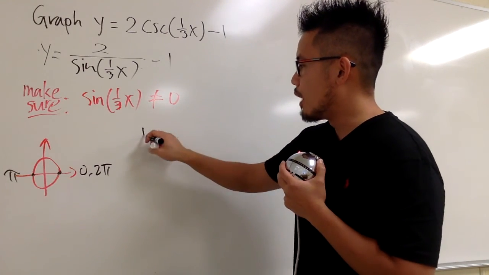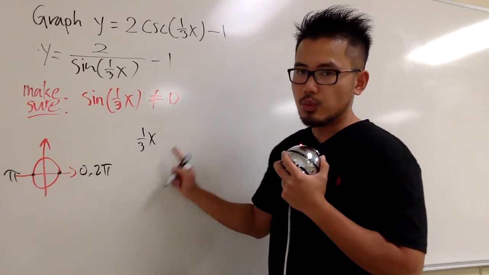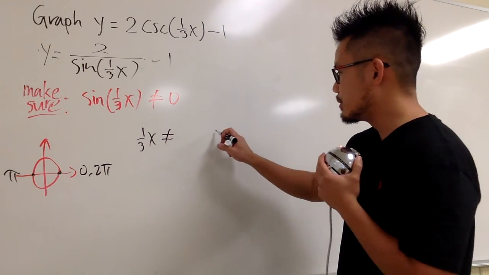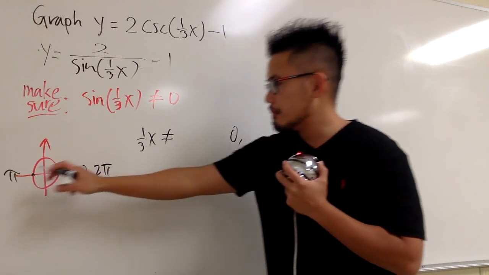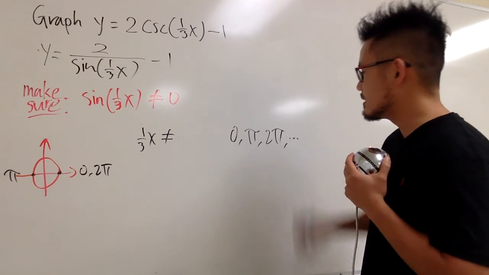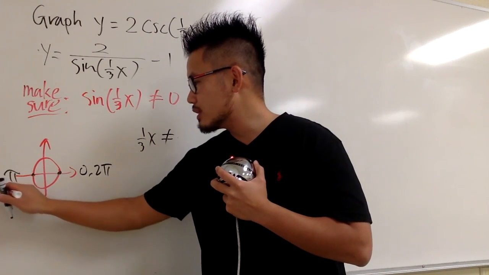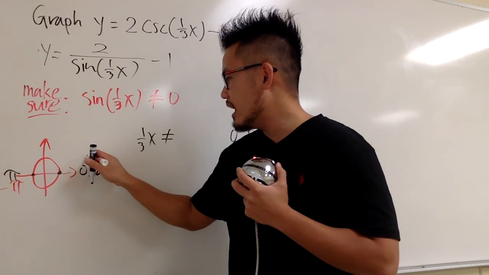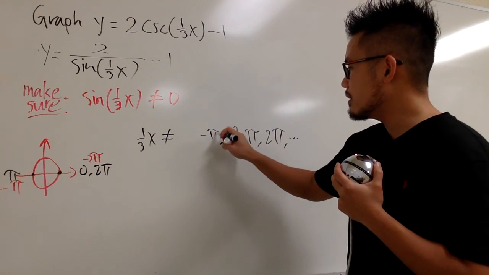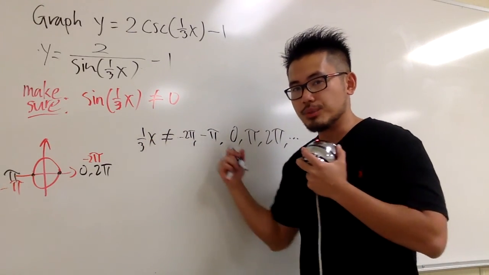We want to put down the 1/3 x first, the input. We have to put that down first. Altogether, we don't want this to be 0, and then pi for the next one, and then 2 pi for the next one, and so on. And we can also turn this backwards. Starting from 0, go backwards, we have negative pi, and then negative 2 pi. These are the values that we don't want the 1/3 x to end up being.